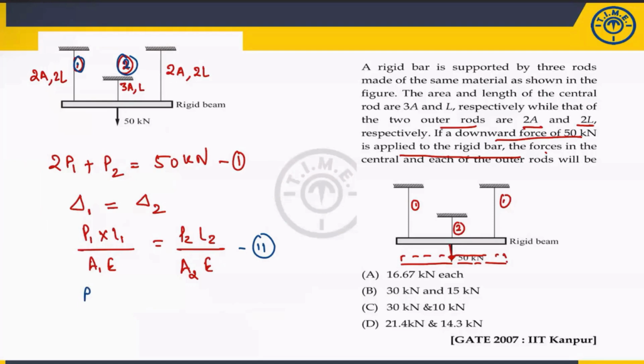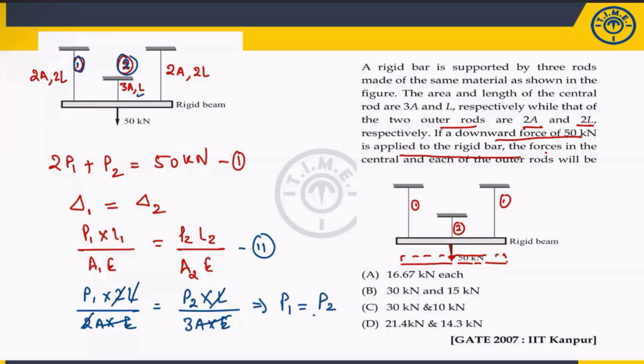Very simple. P1, what is the length of the first one? This is 2L, area is 2A, Young's modulus is the same, E. What is P2? P2 into L. What is the length? L. What is the area? 3A into E. So AE will cancel out, this L will also cancel out, 2 will also cancel out. So you got P1 is equal to P2 by 3.